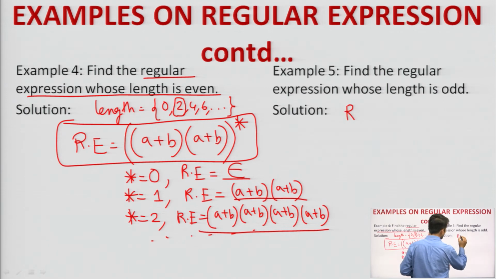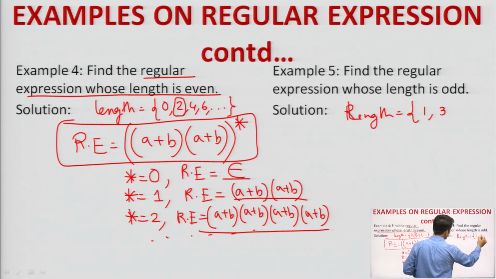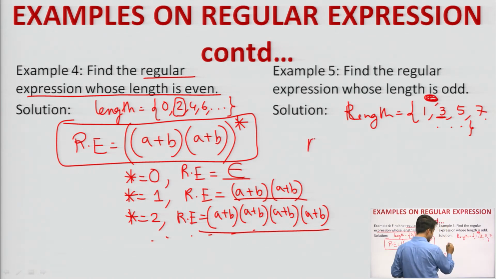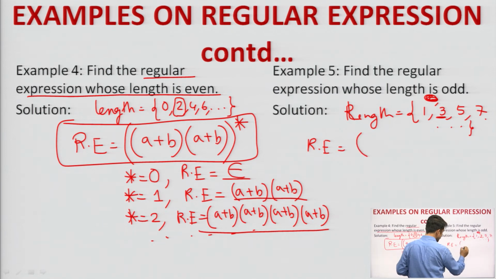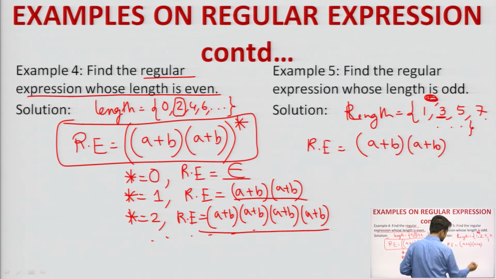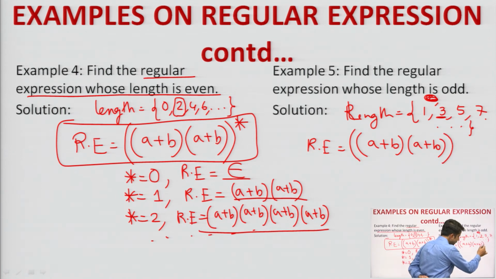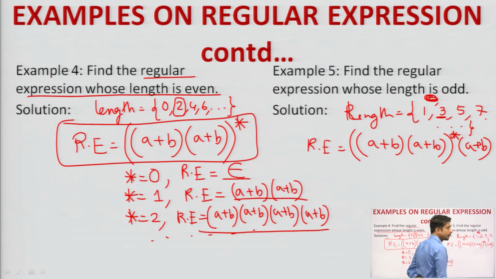Now, we know, length will be what? Length will be 1, 3, 5, 7 and so on. We know the length equals 2 somewhere near to this. Okay. So, that means what will I do? I will take the regular expression equal to, okay, length equals 2 I know. So, suppose I do like this, that I take (a+b) asterisk and I take one more (a+b). Why did I do like this?